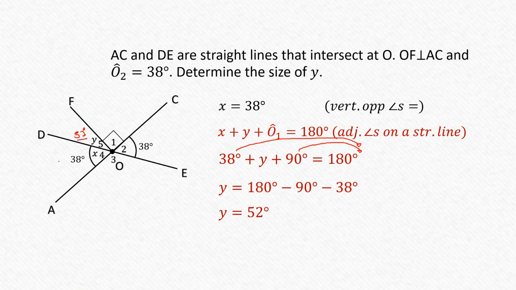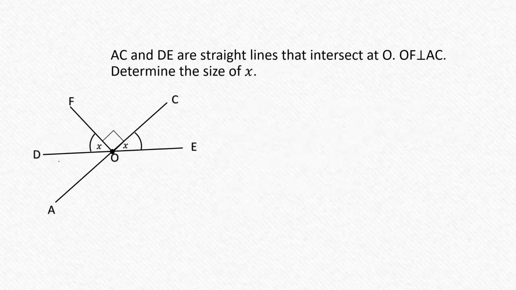And then AC and DE are straight lines that intersect at O, OF is perpendicular to AC. Determine the size of x. Oh, okay, it's a different one. Right, so you can try to do this before I show you. Just pause the video and try it on your own. Okay, let's do this together.